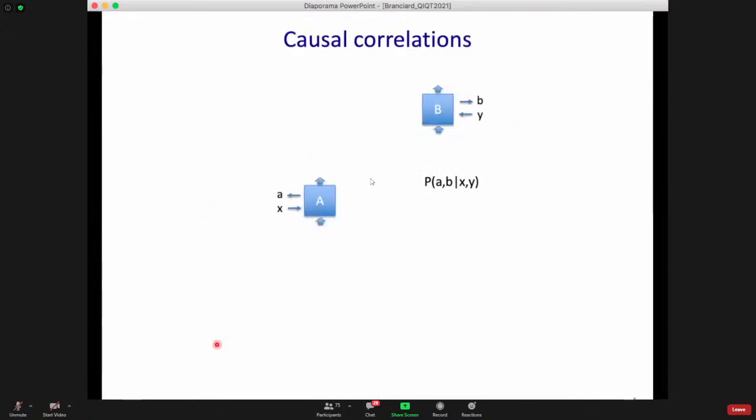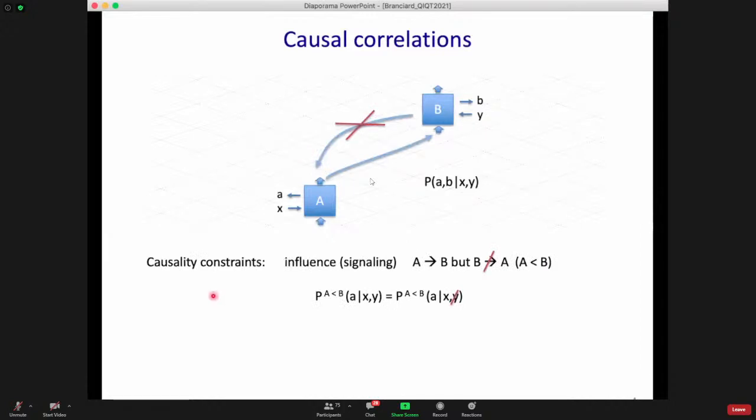So let's start with the first one. This is again the scenario that we're looking at. Here again we're looking at just the correlations. A, B, X, Y are classical inputs and outputs. We don't know what's happening inside the boxes. And so again, the causality constraints are that there should only be some influence in one direction. So I would say that we can define some fixed order if Alice can signal to Bob, but not vice versa.